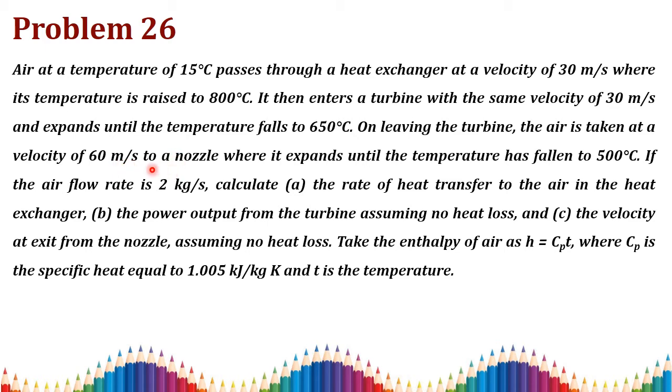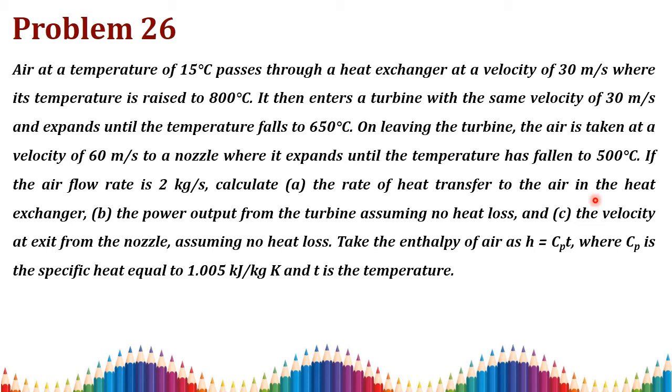C is velocity, to a nozzle. The air is supplied to the nozzle, where it expands until the temperature has fallen to 500 degrees Celsius, that is T4 equals 500 degrees Celsius. If the airflow rate is 2 kilogram per second, that is, the mass flow rate m dot is 2 kilogram per second, calculate the rate of heat transfer to the air in the heat exchanger.